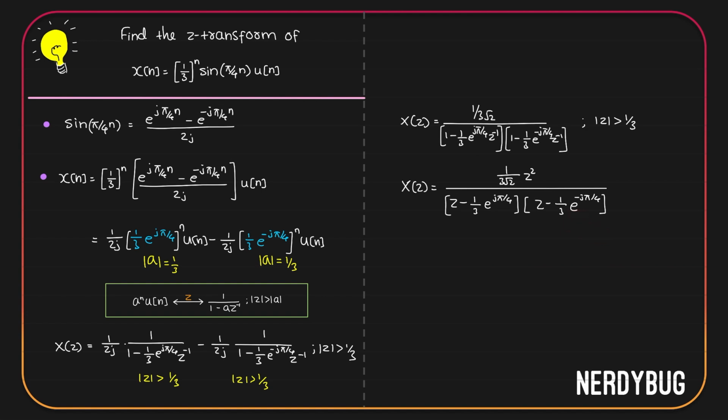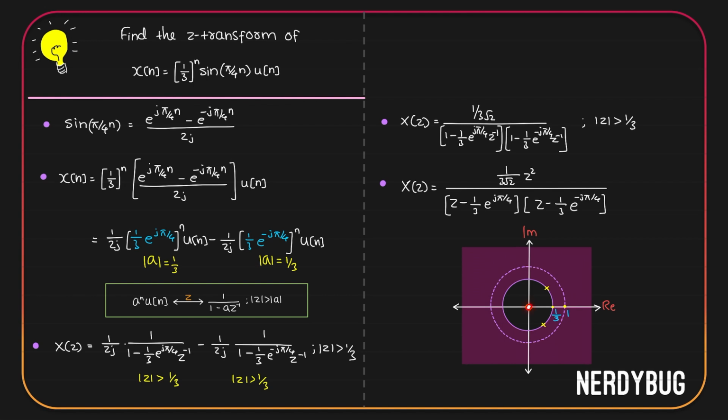If we plot the ROC on a z-plane, this is how it will look. We have a zero at z equal to 0. We have a pole at a point where the magnitude of z is 1/3 and the line joining the point and the origin is making an angle π/4 with the x-axis. That is shown over here. This angle will be π/4. We have another pole at a point where the magnitude of z is 1/3, but the line joining the point and the origin is making an angle −π/4 with the x-axis. That is shown over here. This angle would be −π/4.